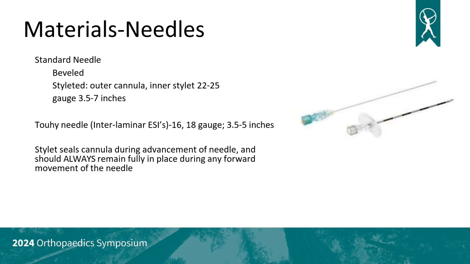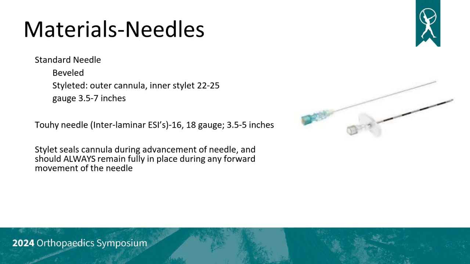So for these procedures, you'll need several different types of materials. So first off, you'll need a needle. All these needles are beveled. There's a stylet which inserts into the needle, into the cannula, and that stylet will stay in there until you're ready to pull it out. So during the whole procedure, as you're guiding the needle, that stylet will stay in there, and then you take it out once you're ready to inject.